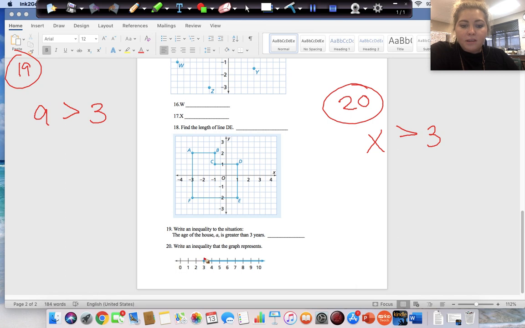And remember, if this dot is colored in, then we are including 3. If we are including 3, then it is also or equal to. So we need that line underneath. So x is greater than or equal to 3. If we have a closed dot, it is greater than or equal to or less than or equal to. And if it's an open dot, it's just going to be greater than or less than.